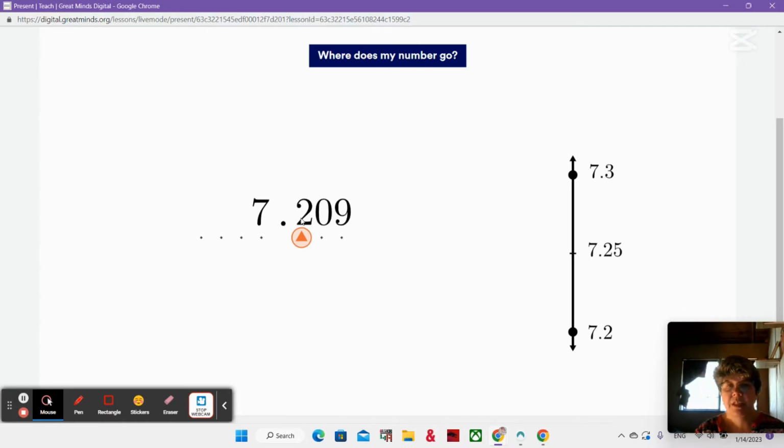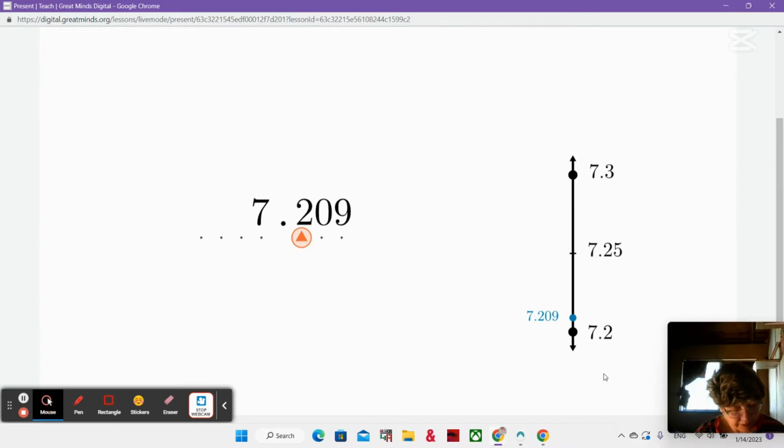And where does this number land? 7 and 2/10 and 0 hundredths. It's going to be right there. 7, 2/10 and 0 hundredths, and 9 thousandths. So it's just a little bit above our 7 and 2/10, but it's definitely below here. So rounding this number to our closest tenths, it's going to be right here, 7 and 2/10. Make sure that you're writing that down. Make sure you have a picture of the number line on your page, and that you're copying that down.